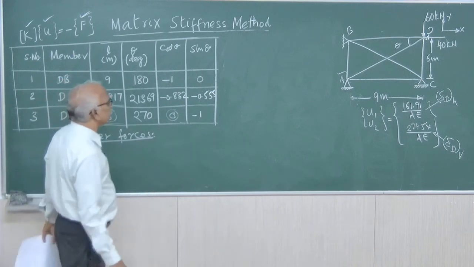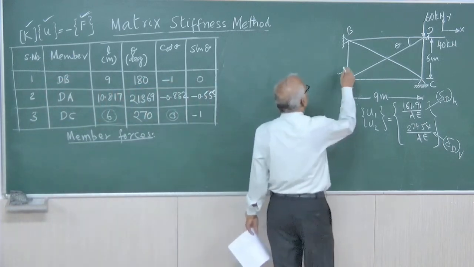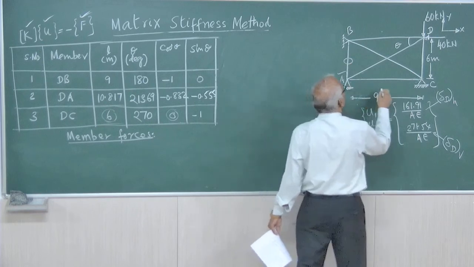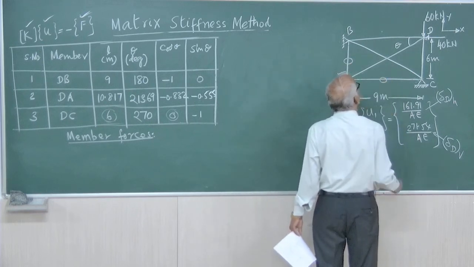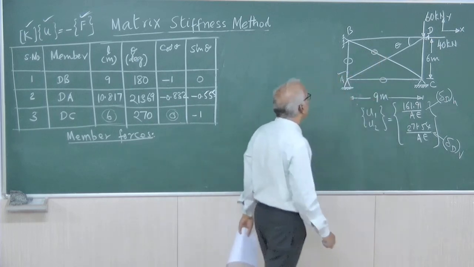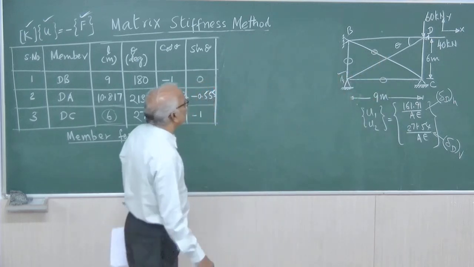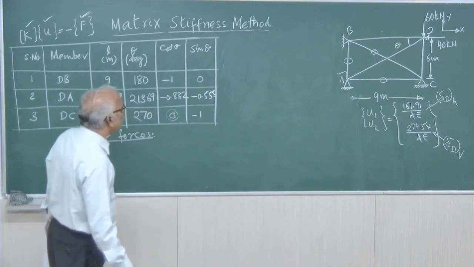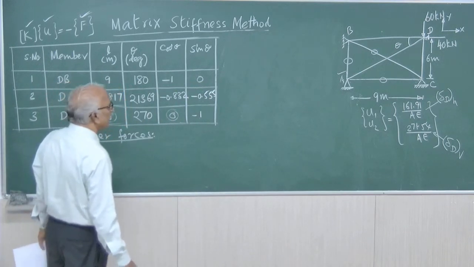We know that these members will not carry any force. This is a dummy member, this is a dummy member, and this is also a dummy member. They will not carry any force. Now we want the force in members dB, dA and dC.